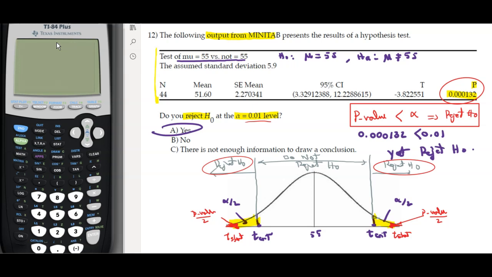Now you don't have to graph all of this, you just have to remember the formula. If the p-value is smaller than the alpha, then you reject, no matter what the case.